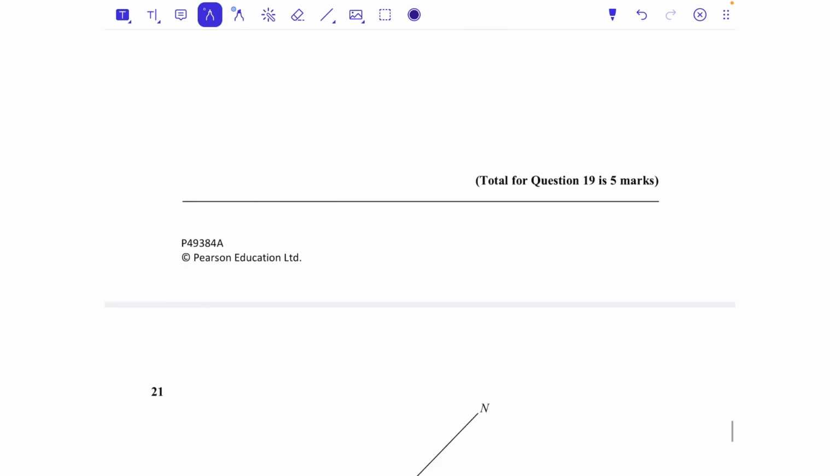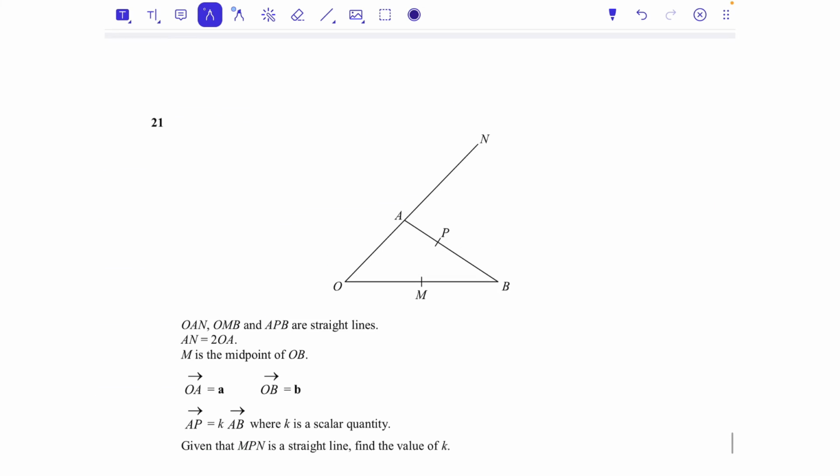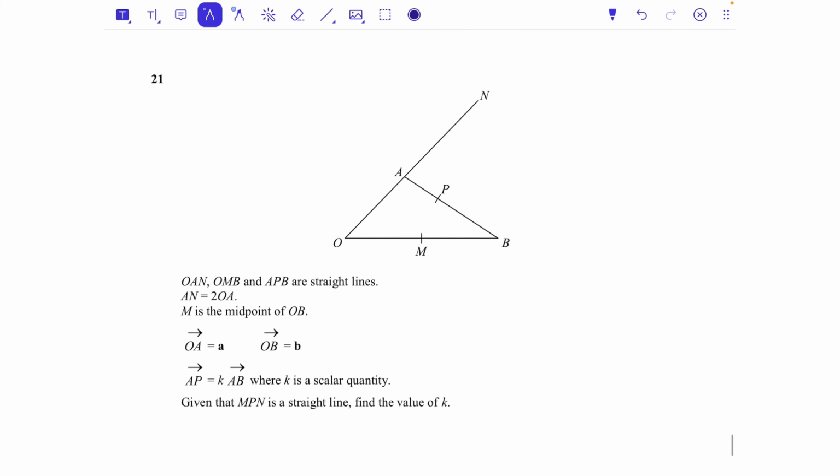Brilliant. Okay. And then last question, question number 21. OAN, OMB and APB are straight lines. AN is double, 2 lots of OA. M is the midpoint of OB. O to A is the vector A. So we're going to write that in there. O to B is the vector B.